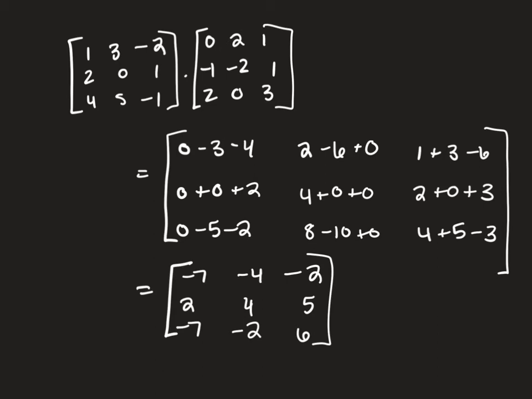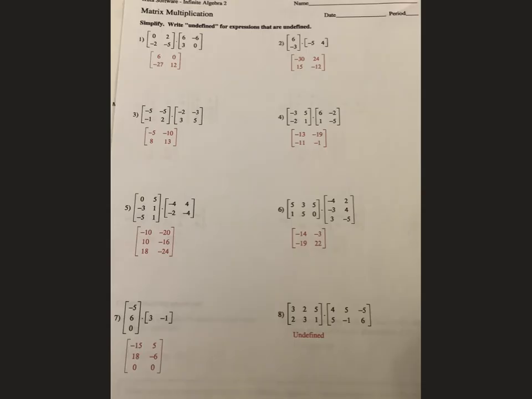All right, any other questions in the book? All right, let's go over the worksheet answers really quickly. All right, so number 1 should be 6, 0, negative 27, and 12. Number 2 is negative 30, 24, 15, and negative 12. 3 is negative 5, negative 10, 8, and 13. 4 is negative 13, negative 19, negative 11, and negative 1.